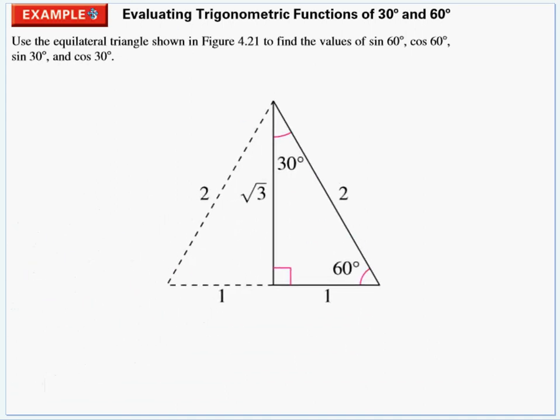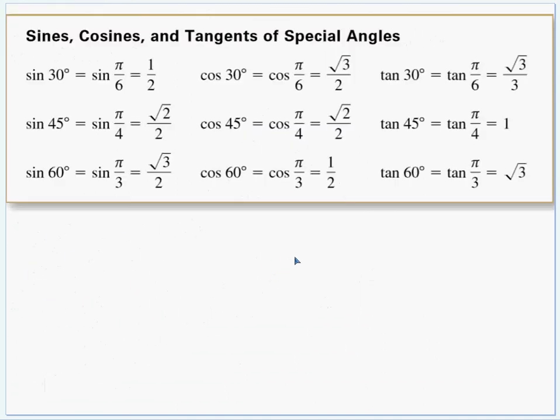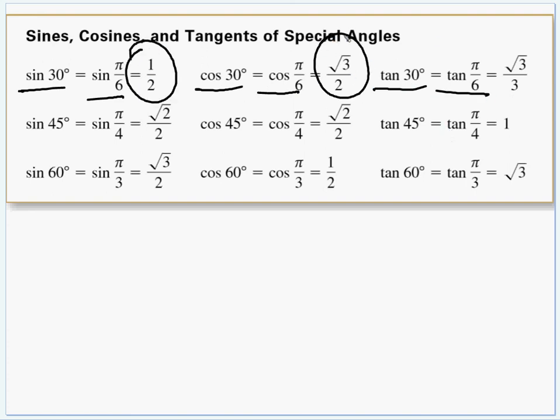Okay, what's next? Here's just a little table. Now this brings together the angles in degrees and radians. So here's sine 30, cos 30, tan 30, or also pi over 6, sine of pi over 6, cos of pi over 6, tan of pi over 6: 1/2, root 3 over 2, root 3 over 3.